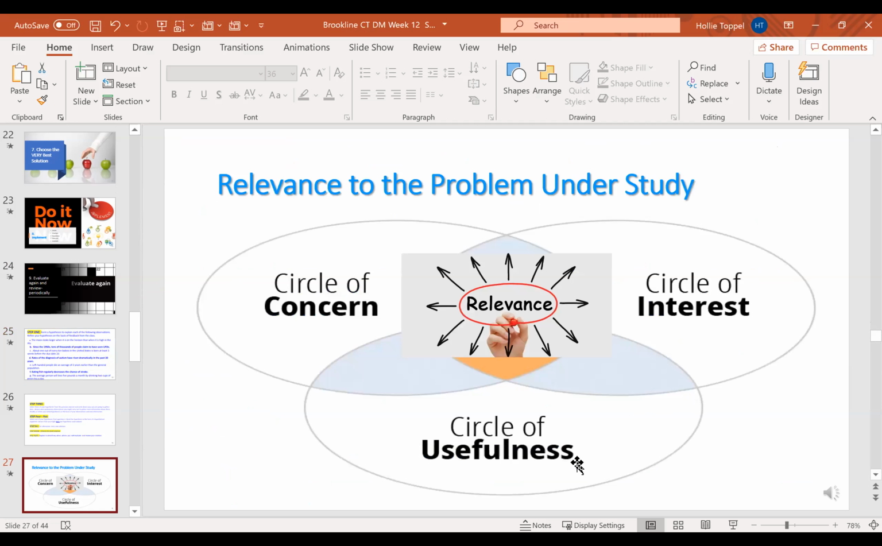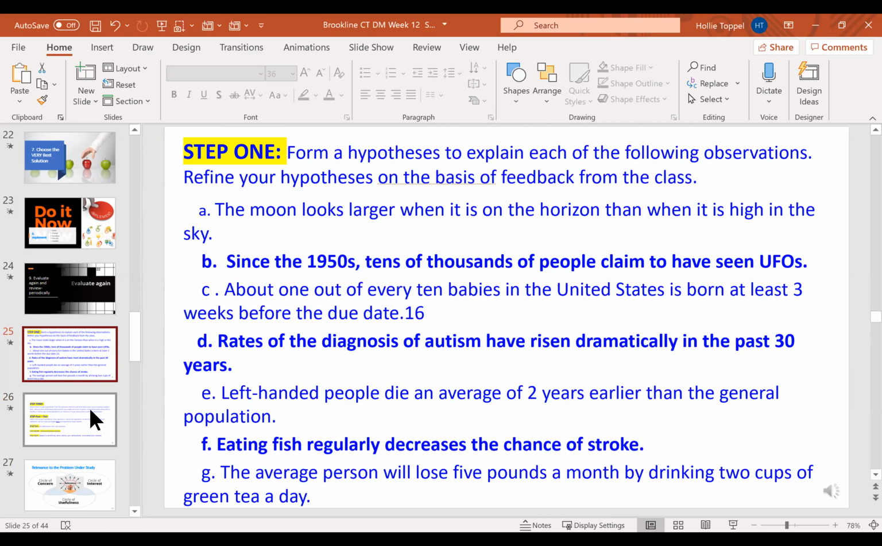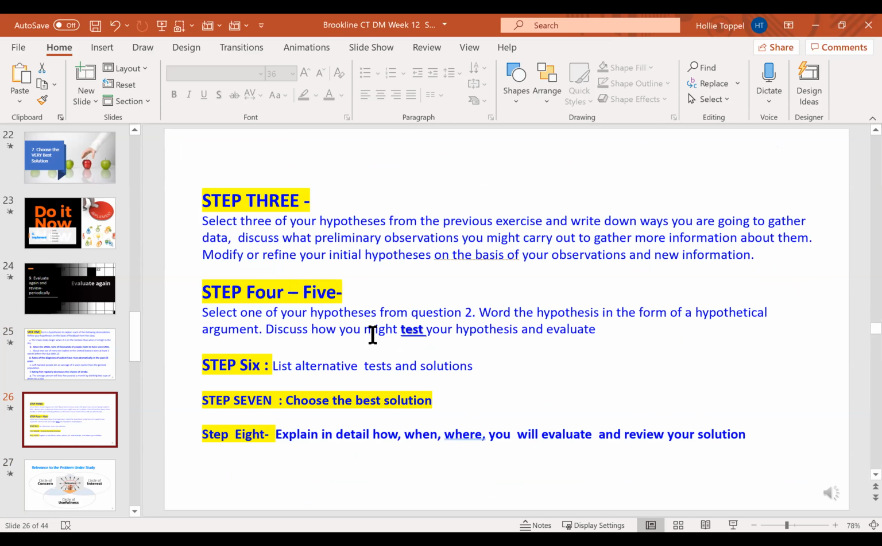What is the relevance of the problem under study? So we're going to put money on any of these. Oh, I skipped a step 1. Where did step 2 go? Oh, gather up all the data. Step 3 is exercise it. Get your preliminary observation. Select one of your hypotheses from step 2, which we didn't list, and discuss that hypothesis. Then the method you're going to do, list alternative types of tests and solutions, choose the best solution.